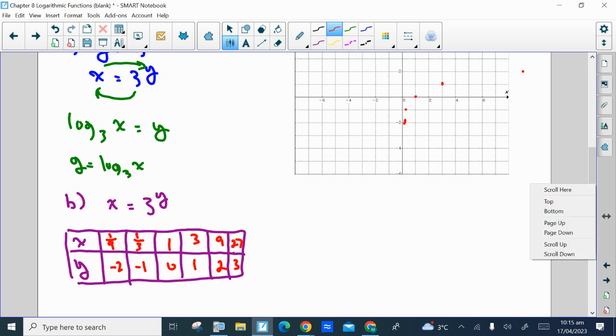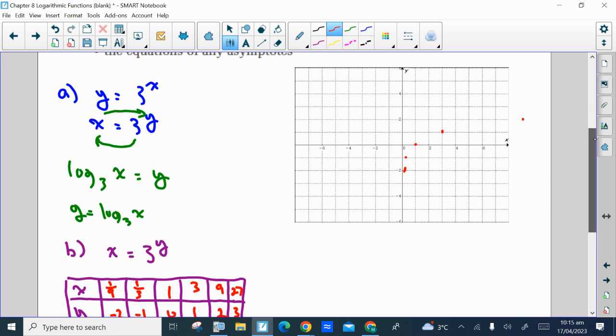We've got enough points to sketch this graph, right? We got our table of values by using x equals 3 to the y. That is the same as y equals log base 3 of x. And we did see what the graph of a logarithmic function looks like before the break.